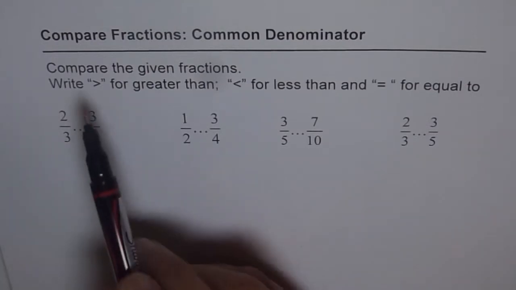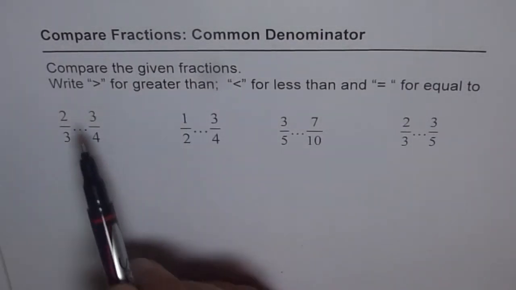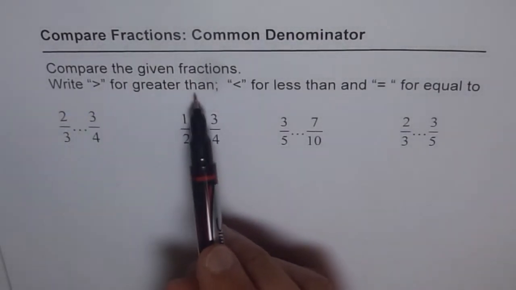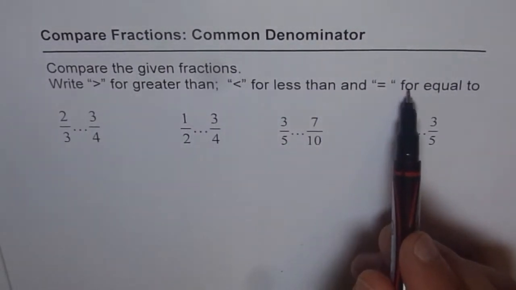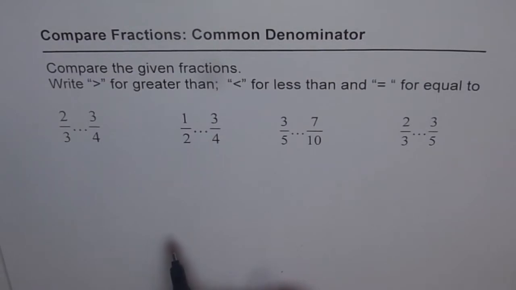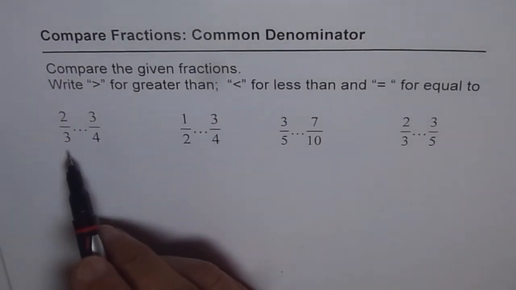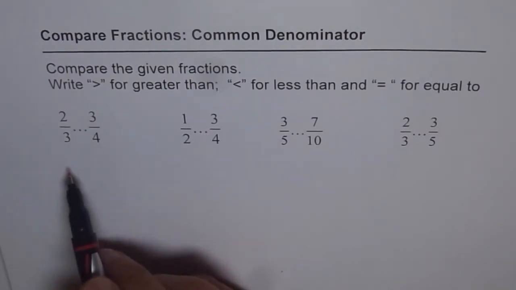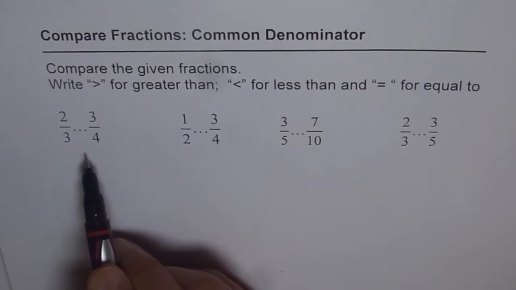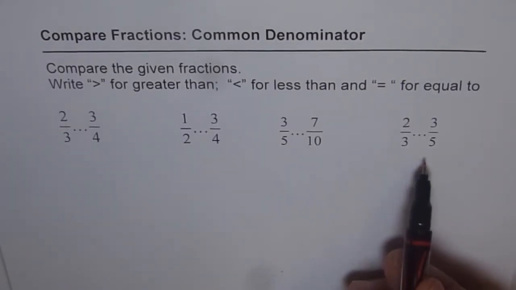Now the question is, compare the given fractions, write this sign for greater than, this sign for less than, and this sign for equal to. Now, you should copy these, pause the video, write down your answer, and then look into my suggestion. So the first one is 2 over 3 and 3 over 4. You need to figure out which one is greater, which is smaller, are they equal or not. And this is what you have to do with the rest of the 3 also.